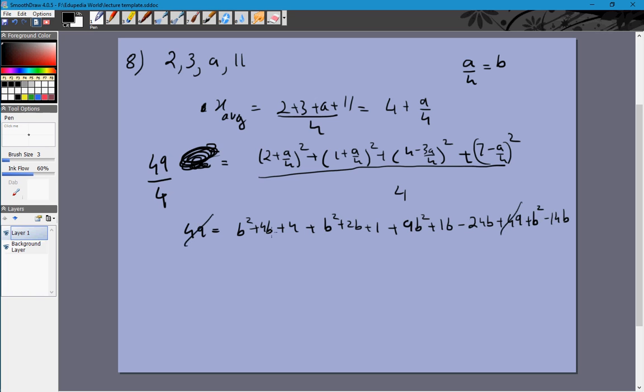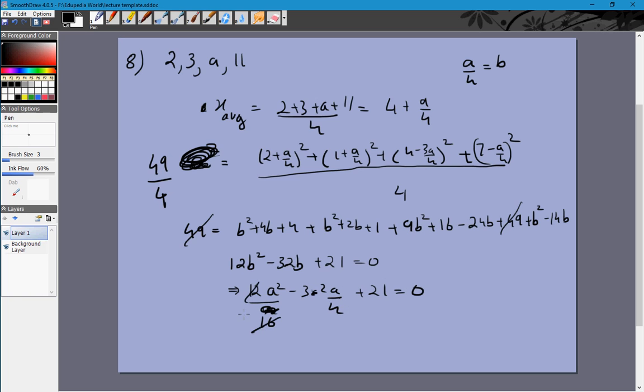49 and 49 directly cancel. b squared, 9b squared and b squared give me 12b squared. 4b and 2b is 6b, minus 24b is minus 18b, minus 14b is minus 32b, and 4 and 1 is 5, and 16 is 21, so plus 21 is equal to 0, which means 12a squared by 4 minus 32a by 4, 12a squared by 16 rather, minus 32a by 4 plus 21 is equal to 0.